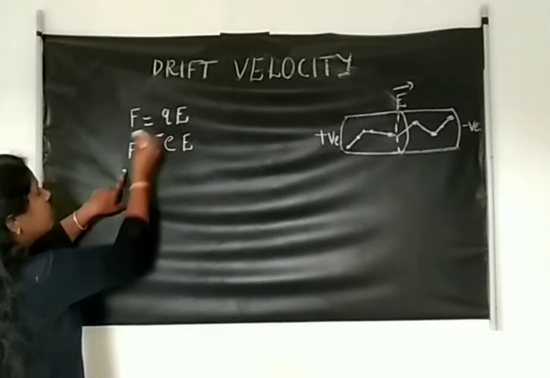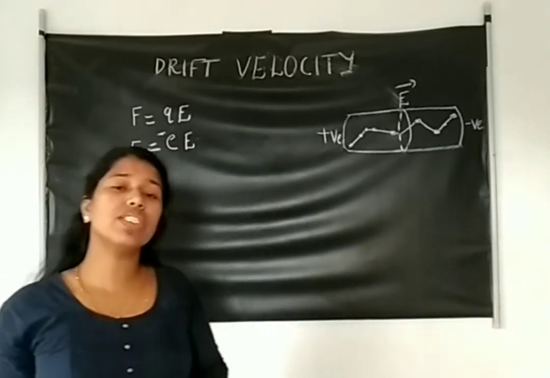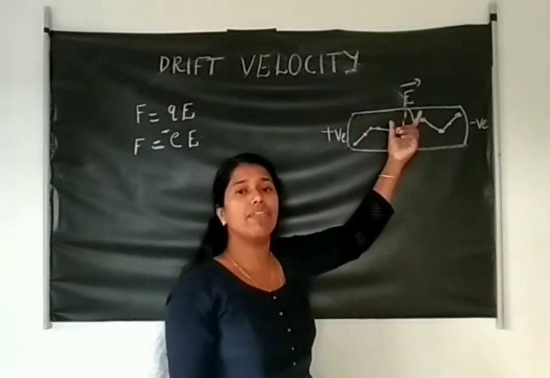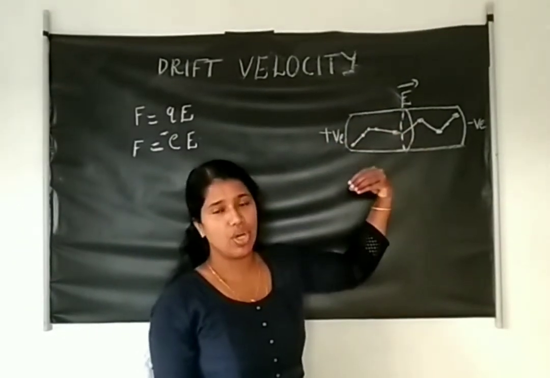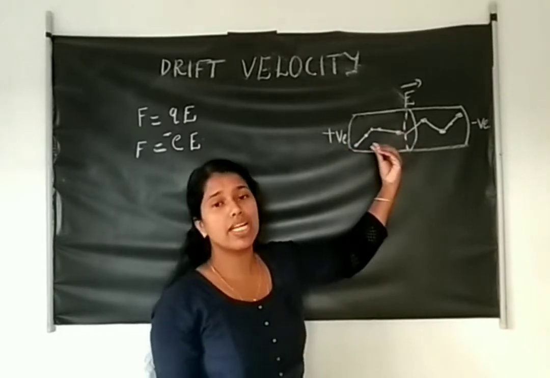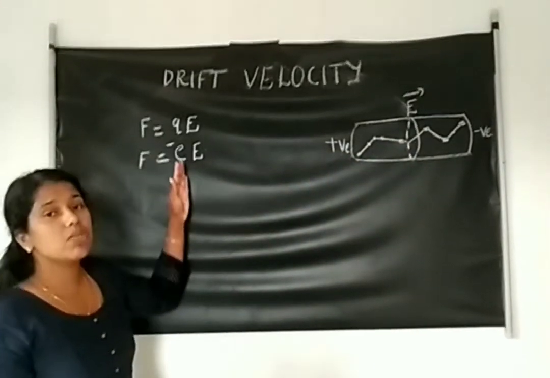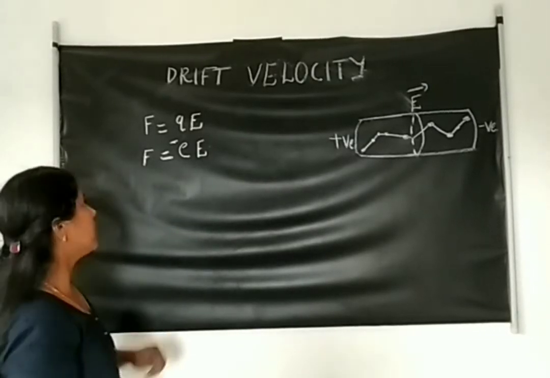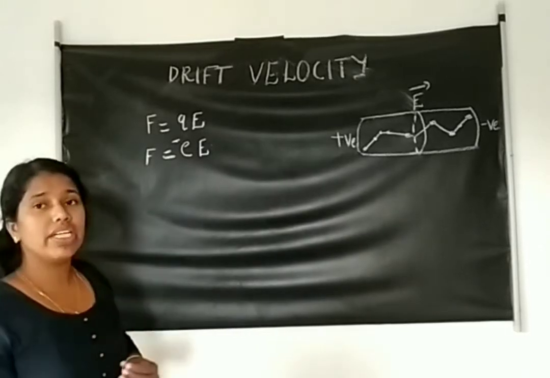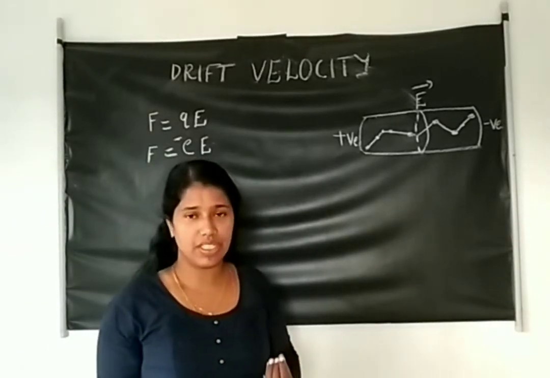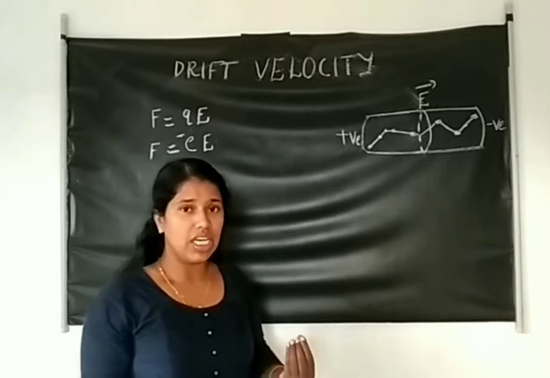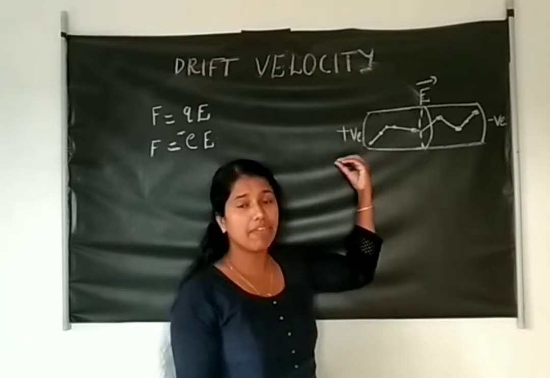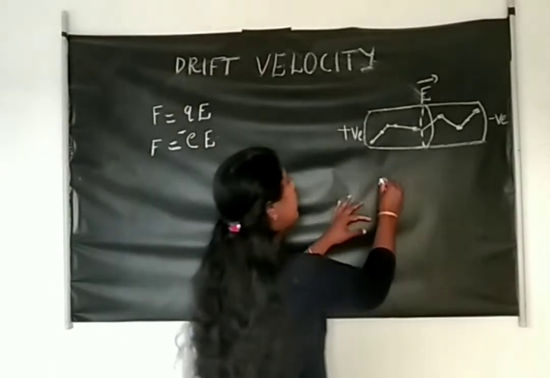Then we use one more minus sign. Why are we using this minus sign? Here the force and the external electric field are in opposite directions, so F = -eE. Our aim is to calculate the drift velocity. Free electrons are drifted to the positive end of the conductor. Drift velocity is denoted by the letter v.